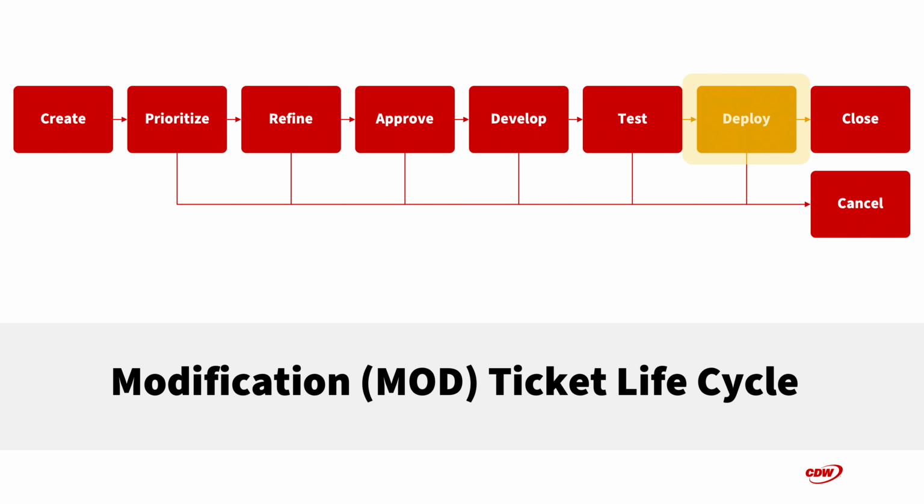When testing fully passes, the mod is scheduled for deployment via a ServiceNow change request ticket. Code for additional mods are bundled and deployed to production according to an agreed-upon release schedule. We have found a monthly cadence works best, but exceptions do exist from time to time. When the change request is complete, the mod is closed.